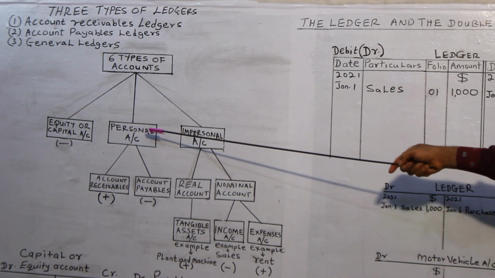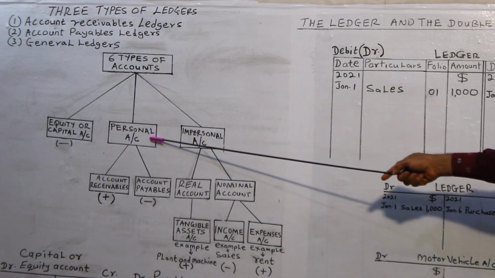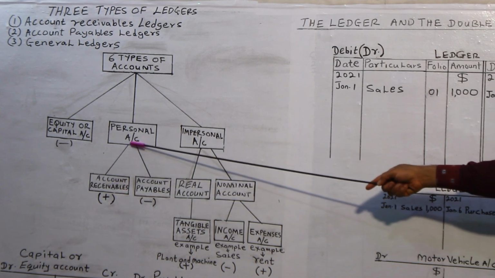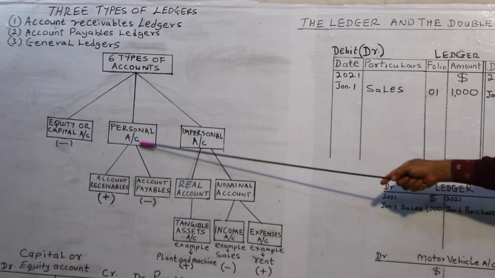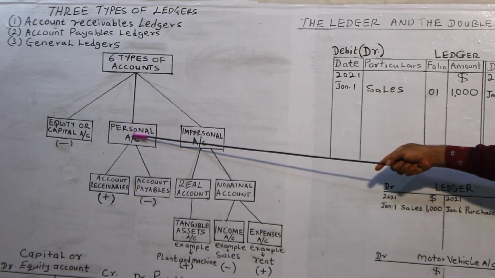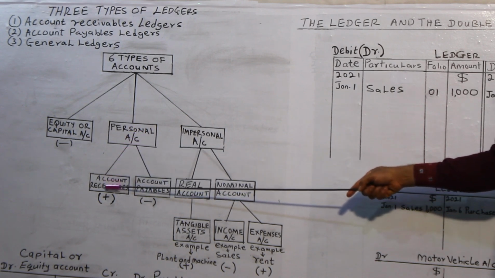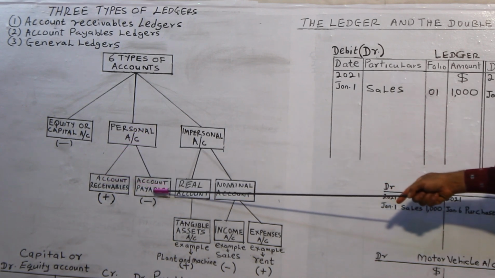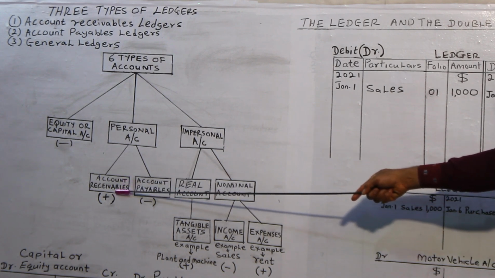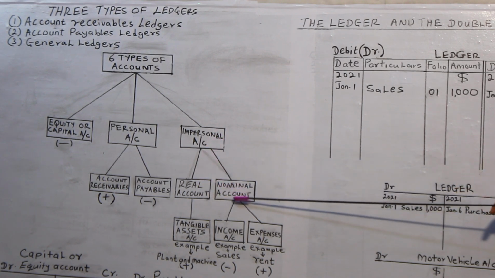Then we have personal accounts. Under these personal accounts, we talked about 2 types of accounts: the account receivable and account payable. So whenever a name of a person is written in an account, it's either such person or such organization are people that are owing us or people we are owing. Account receivable represents those that we sold goods to that have not paid. So under the impersonal account, we have the real account and the nominal account.